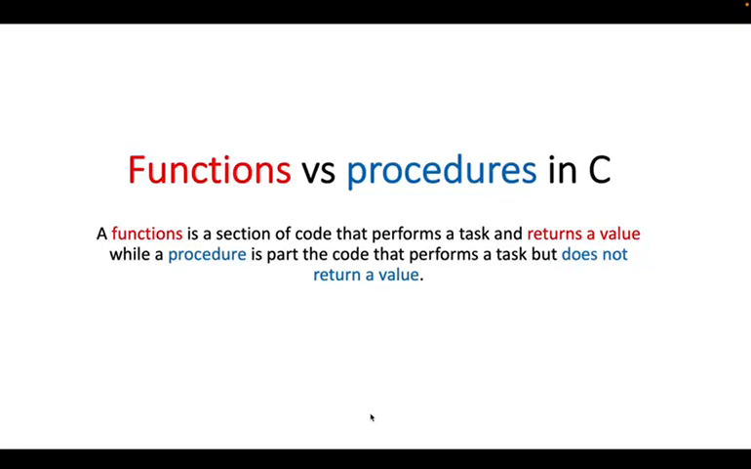Welcome to this lesson on functions and procedures. In C, a function is a section of code that performs a task and returns a value. A procedure is a part of the code that performs a task but does not return a value.